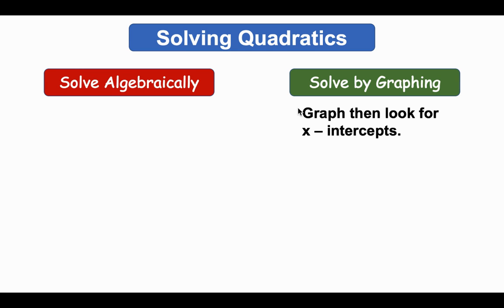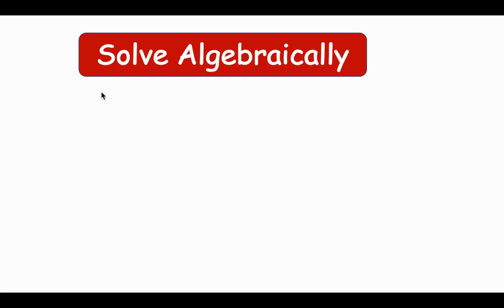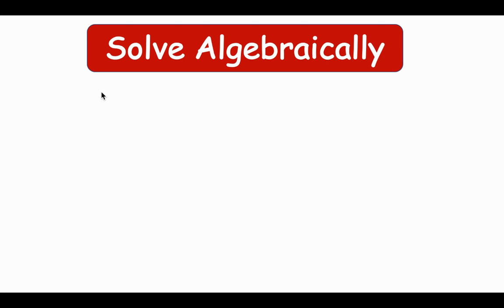So solving by graphing, like I said in the past, is pretty easy to do as long as you have the right graphing utilities and materials. If you don't have graph paper or a graphing calculator, I would not solve by graphing. Or if they don't give you a graph already in front of you where you look for the x-intercepts. Solving algebraically is going to be your go-to most of the time, unless you have those things.